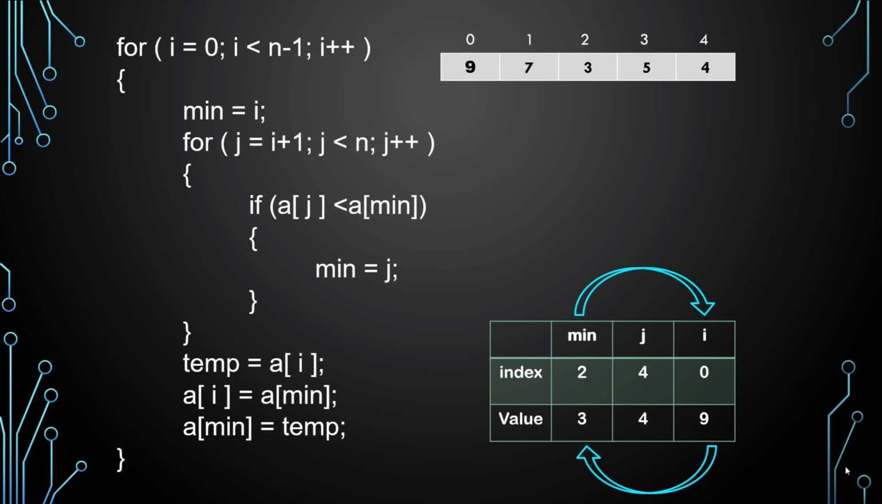In the second loop of i, index 1 is to be sorted. So we find the minimum value at index number 4. Swapping them results in the second element being sorted. As we can observe in the table, the values are exchanged. For the third loop of i, we have the minimum value at index number 3 with value 5. Swapping them, 9 and 5, we get the third element sorted.